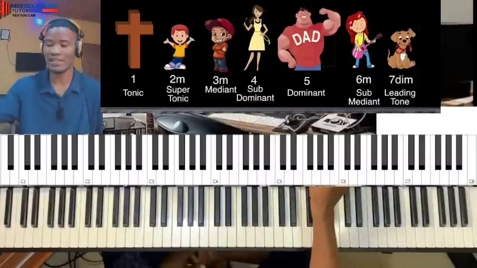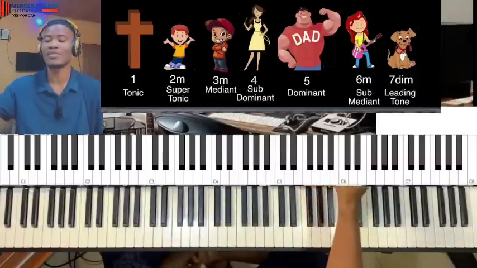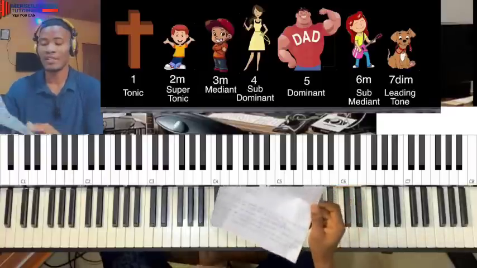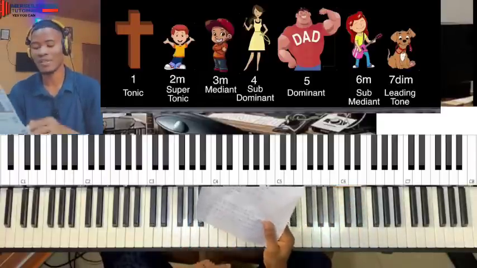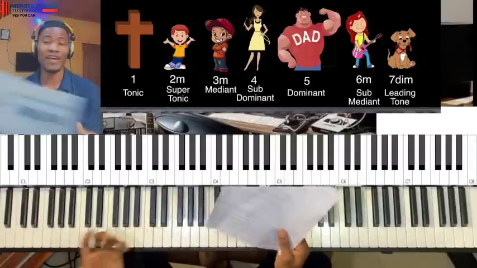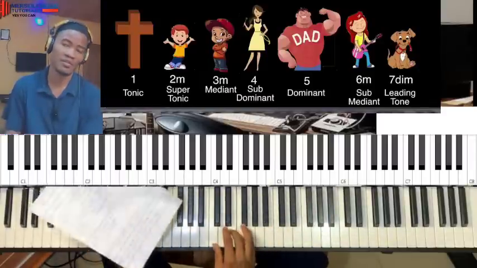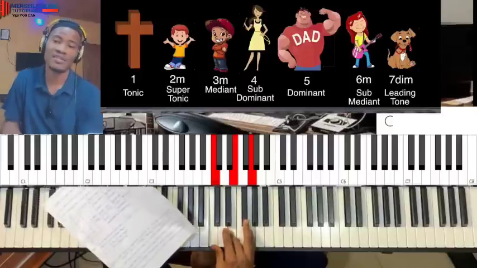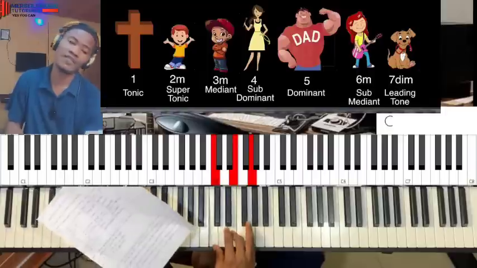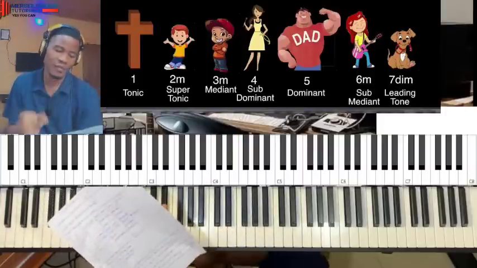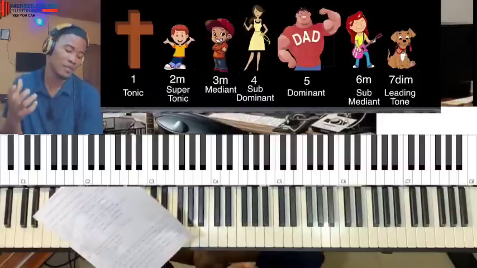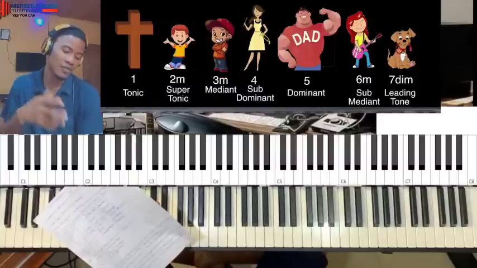All right, so now let's go to chord 5. Now, the dad represents chord 5 because he is a very dominant part of the family. So chord 5 is usually called the dominant chord. That is the technical name. The technical name for chord 1 is the tonic, and chord 5 is the dominant chord. So chord 5 represents the dad because it's a very dominant part of the family. It has a dominant function.